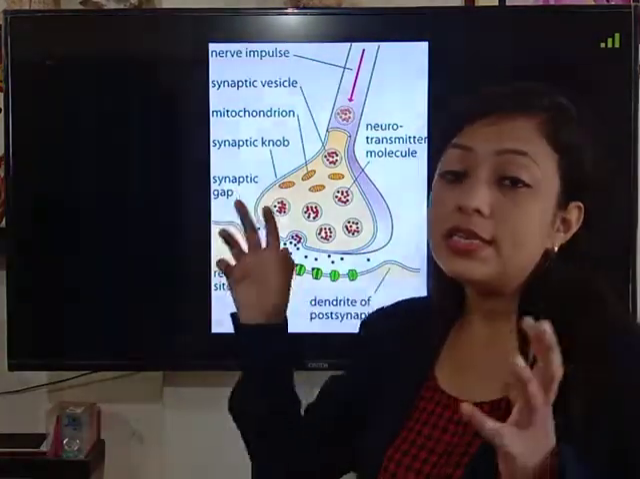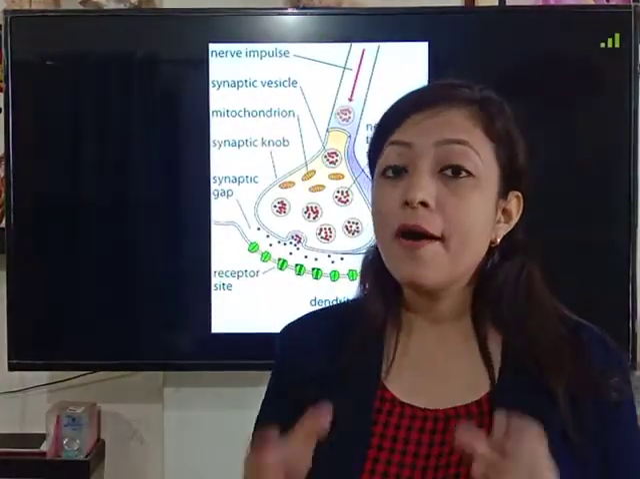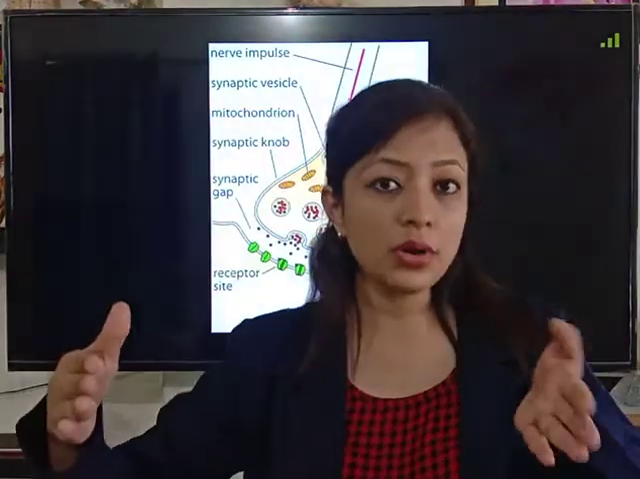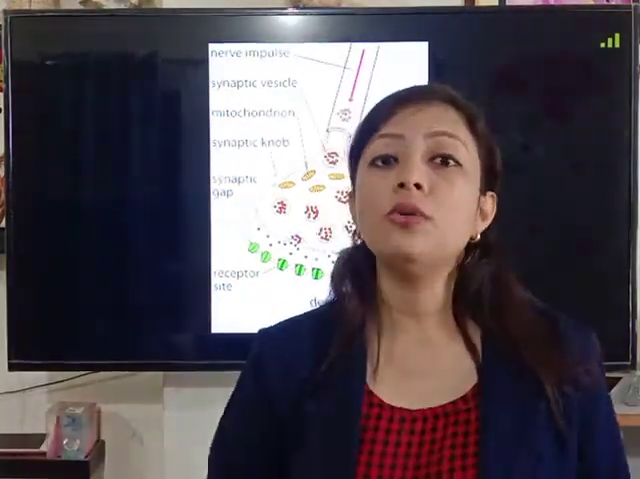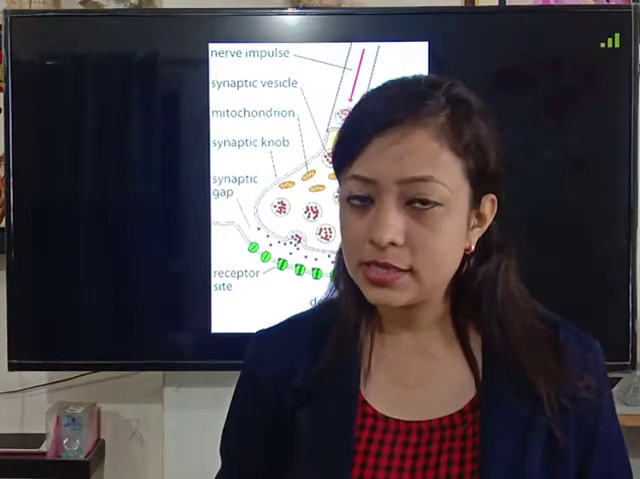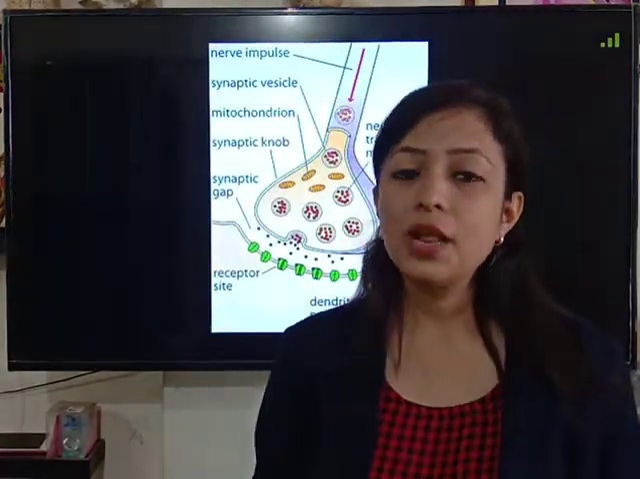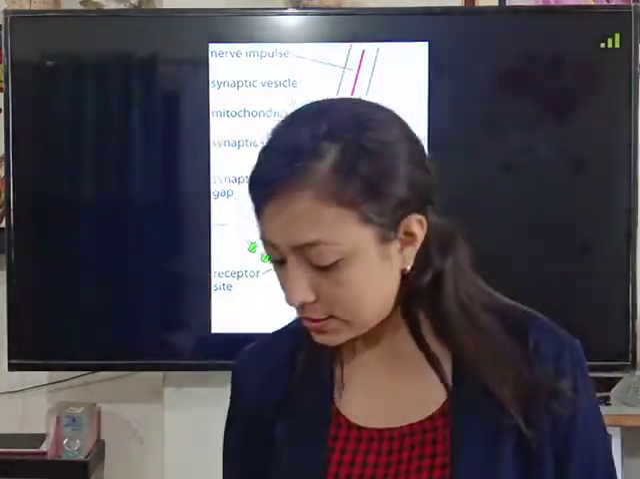What is synapse? Synapse is the microscopic gap present between two neurons where the chemical impulses travel from one neuron to the next neuron in order to pass the electrical impulses from receptor organs to the effector organs. Now let us see how this process takes place.